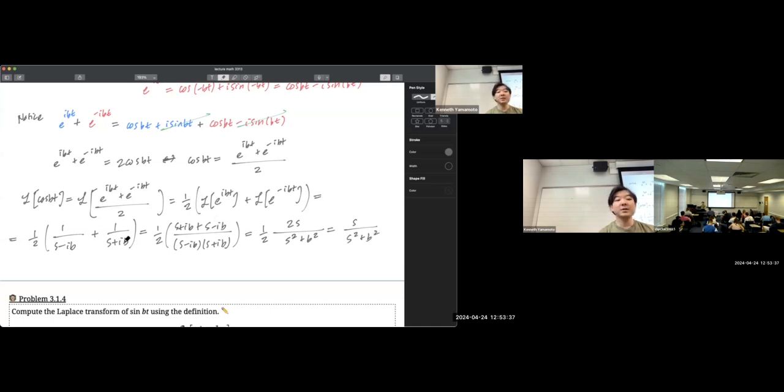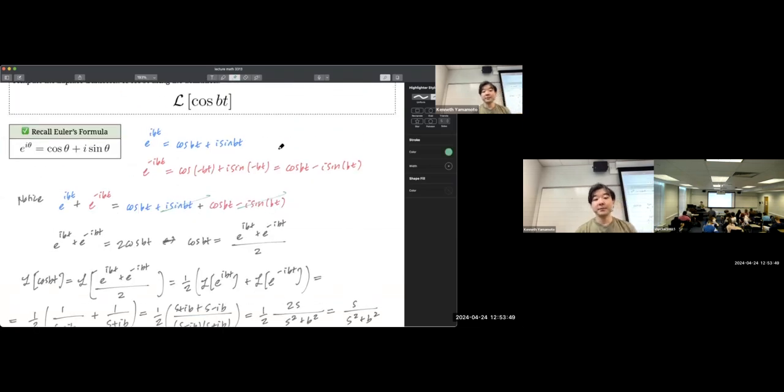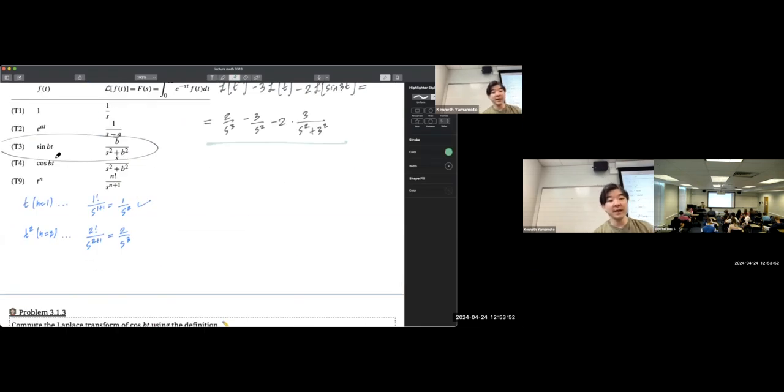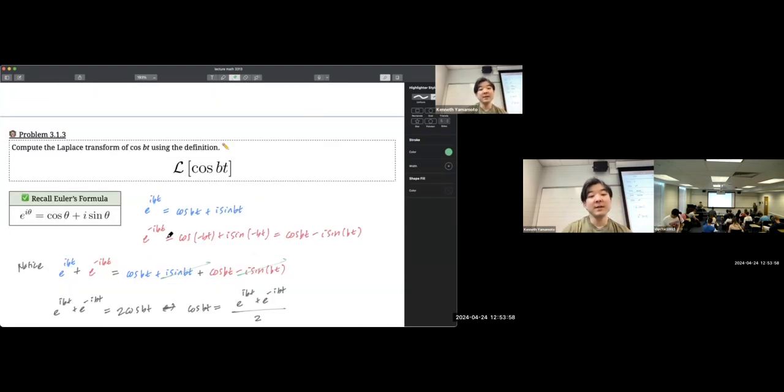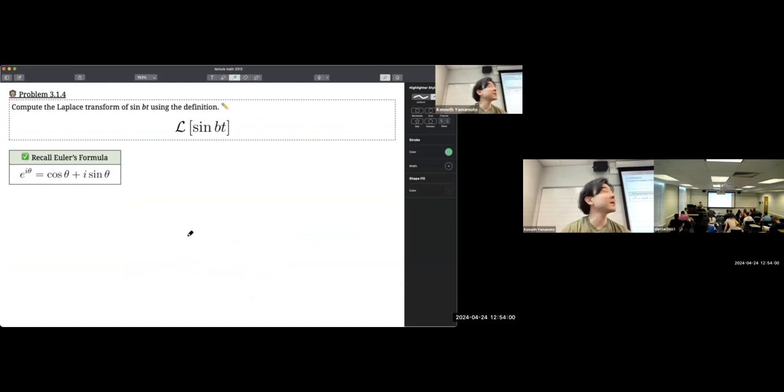So yeah, when you combine the two fractions, you're just adding them. So you're going to say this one's missing an s plus ib, so we'll add that, plus this one's missing an s minus ib, so you add that. And so this is the Laplace transform of cosine of bt. The Laplace transform of cosine of bt is s over s squared plus b squared. The sine of bt is very similar. I'll just post it.